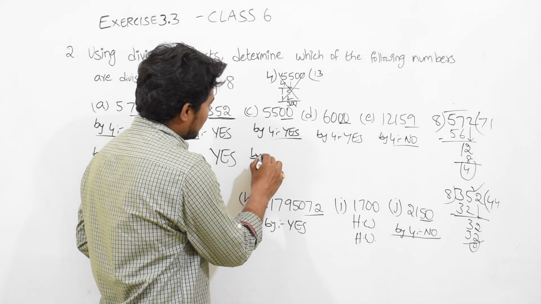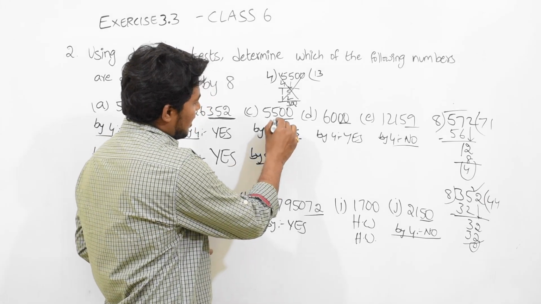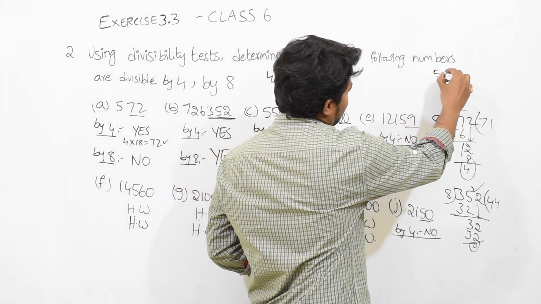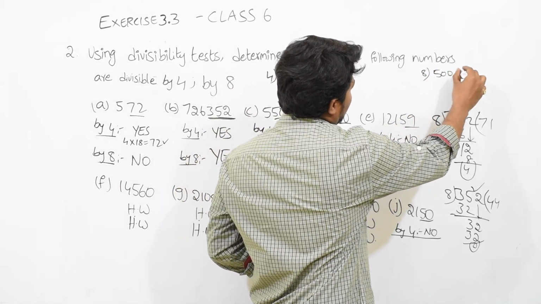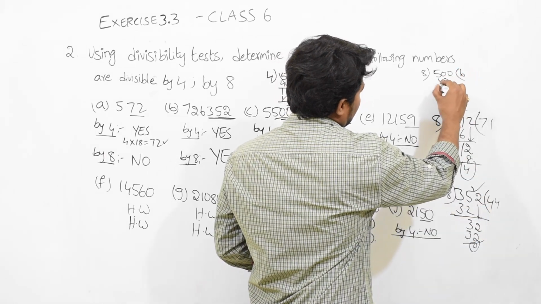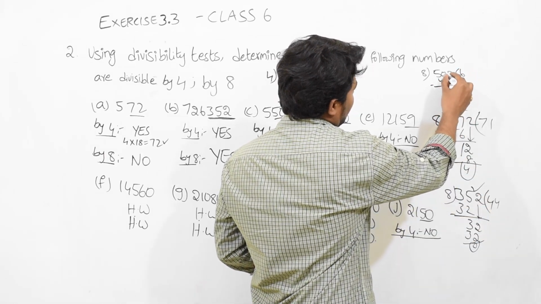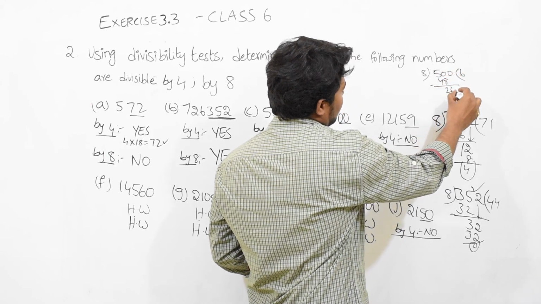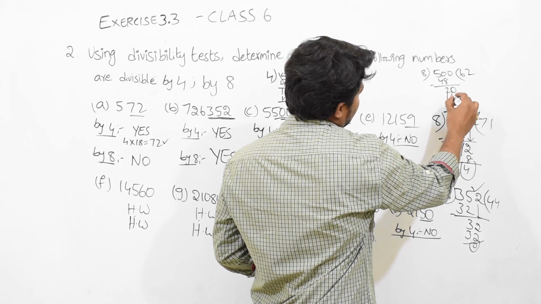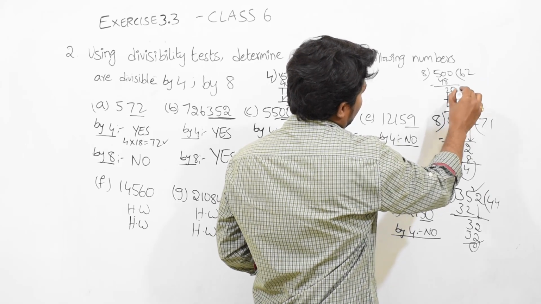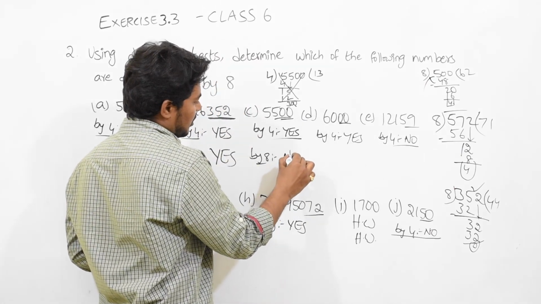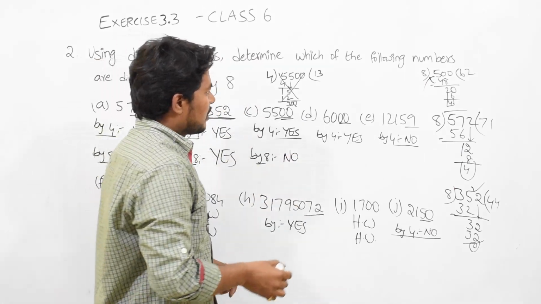Now this one by 8. Last 3 digits is 500. We'll check for 500. 8 6s are 48, and remainder is 2. 8 2s are 16. Remainder is 4. Remainder is 4, which means 500 is not divisible. So it is not divisible by 8.